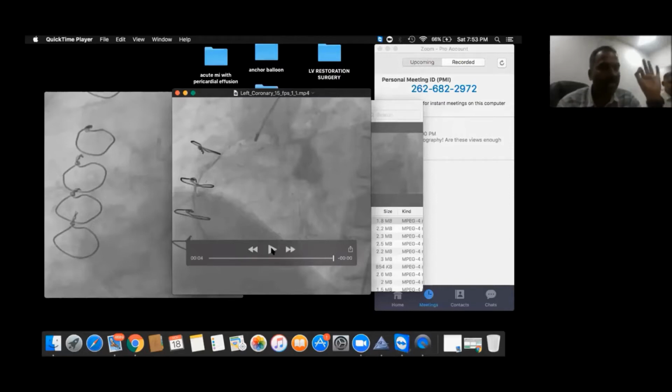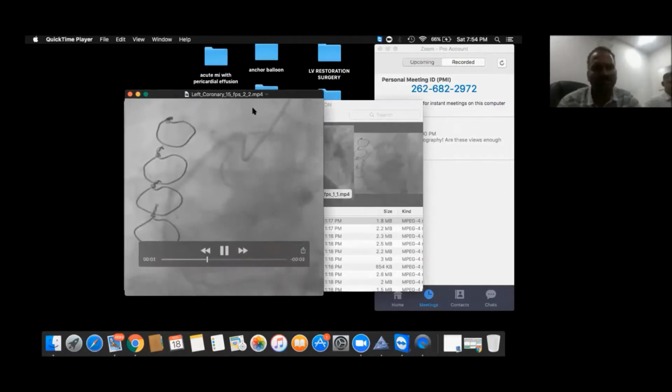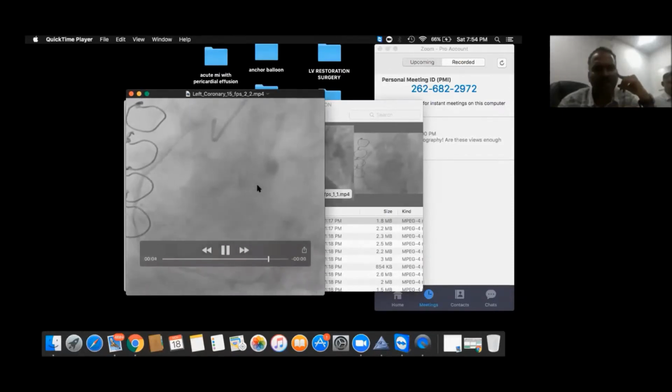So you can't see the ostium of the RCA in this view, right? But if your catheter is completely to the right, then you can see your ostium of the RCA. So probably that's a problem which happened during angioplasty. Now I'll go to the other views. You can see this is the other view. I think it's LAO caudal view.